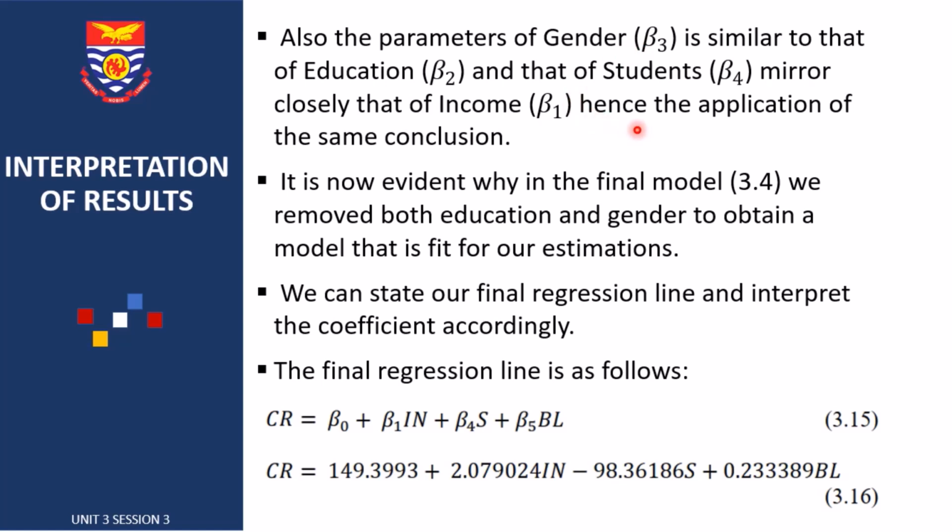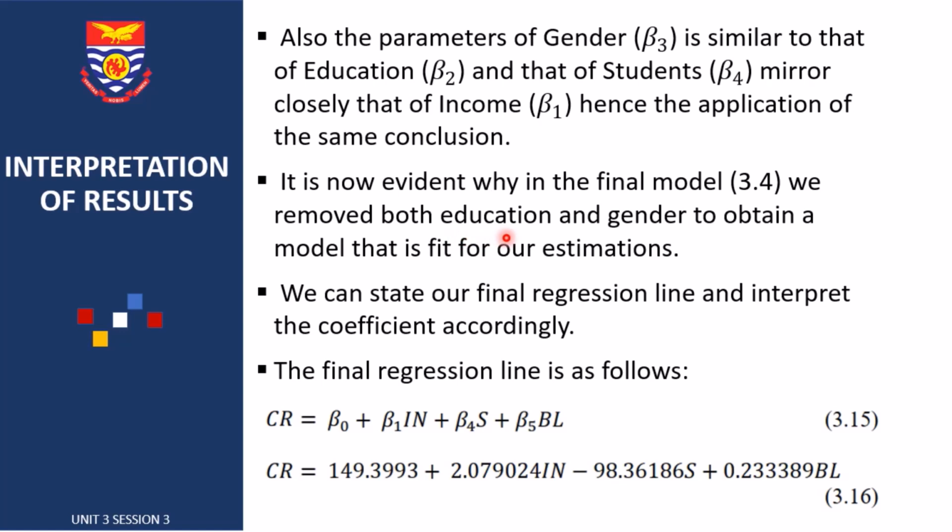But on the other hand, student status is similar to that of income. So here we also say that the student status could contribute to the explanation of the credit ratings or the credit worthiness of a customer. So we have to reject the null hypothesis that the student status is not significantly different from 0. It is now evident why in the final model, that is table 3.4, we had to remove parameters like gender and education, because both do not contribute in explaining the movement in the credit ratings, that is the regression.